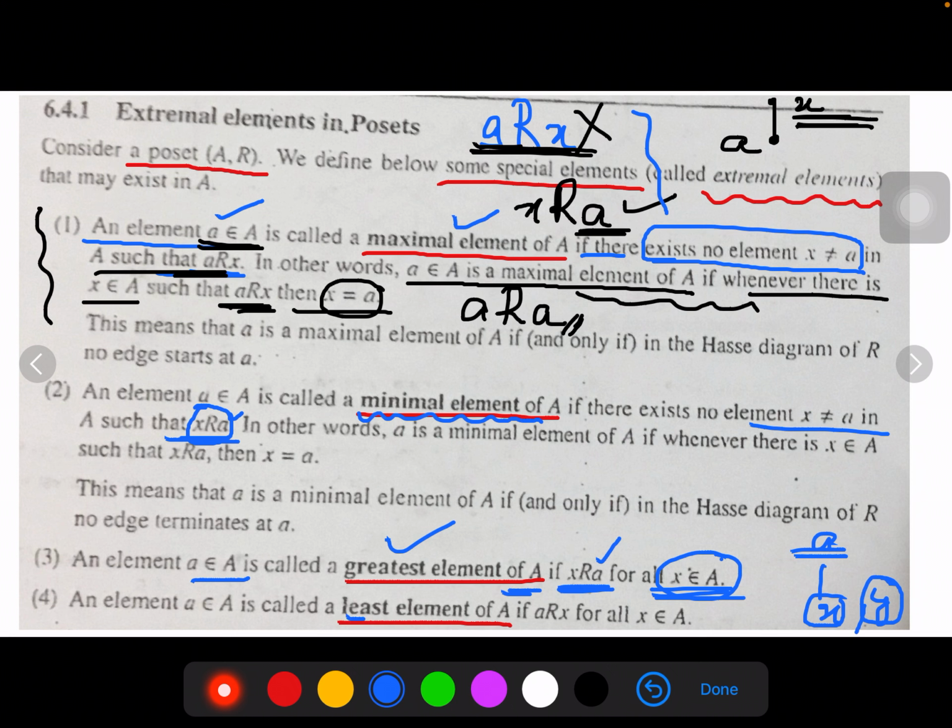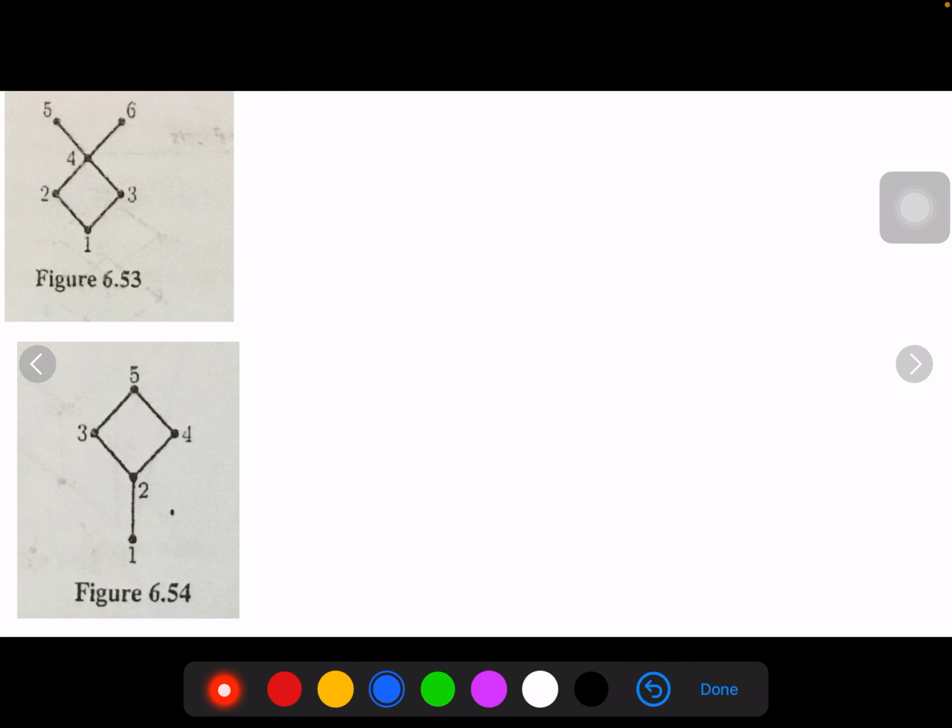Similarly, the least element is a similar kind. If you say that it is the least one among the minimal elements, then all elements above should be related by this element. Otherwise, it cannot be called the least element among the smallest elements. So we will check that with this example.